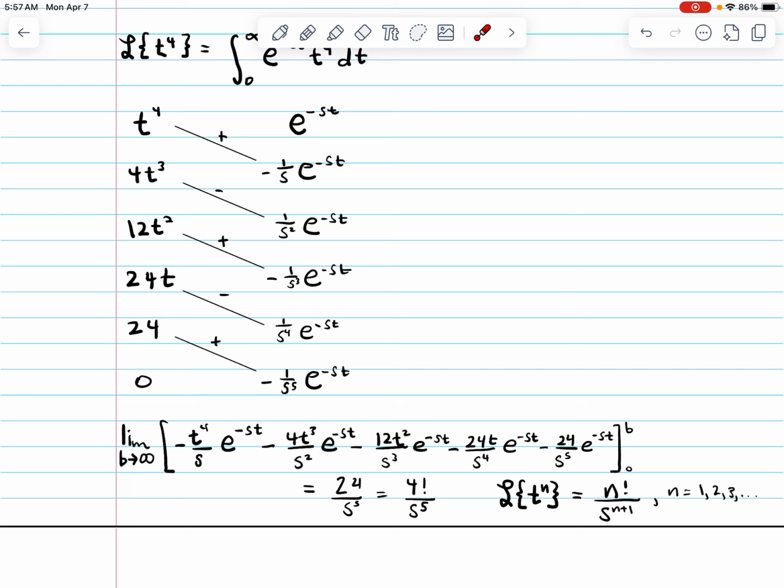Now, one of the things you'll notice is that 24 is 4 factorial. And we've got 4 factorial over s to the fifth. Now, in general, when we find the Laplace transform of t to the n, what that's going to give us is n factorial over s to the n plus 1. So there's another Laplace transform that we found.